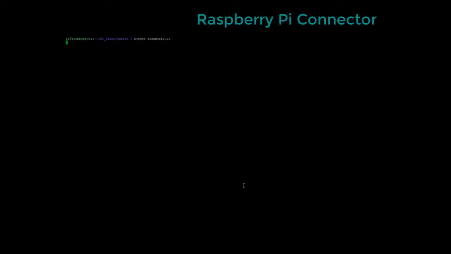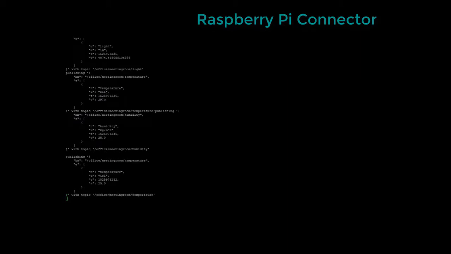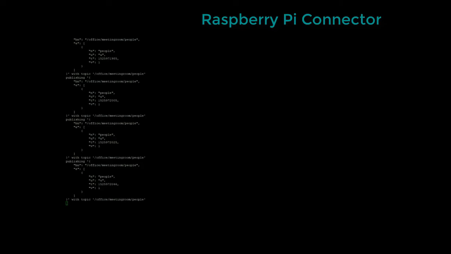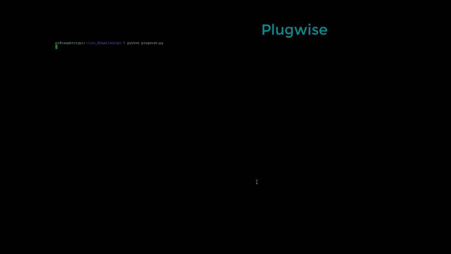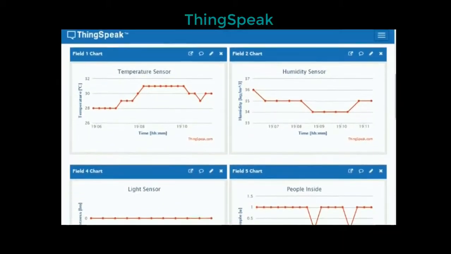Here is the Raspberry Pi connector, which allows to show the retrieved values of temperature, humidity and simulated light with the REST protocol. The beacon detector, which belongs to the Raspberry Pi connector, displays the user presence by setting a bit. Next, there is the Plugwise. In this moment, it receives an actuation command from the temperature controller to switch on the fan. Then all the data are stored in ThingSpeak.